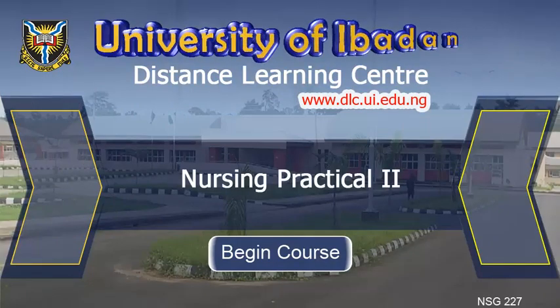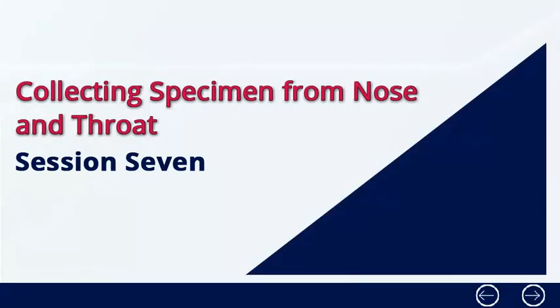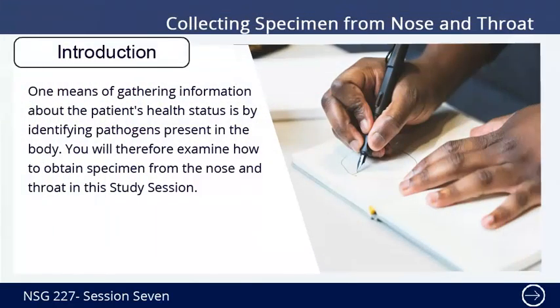Welcome to NSG 227, Study Session 7, Collecting Specimen from Nose and Throat. Introduction. One means of gathering information about the patient's health status is by identifying pathogens present in the body. You will therefore examine how to obtain specimen from the nose and throat in this study session.